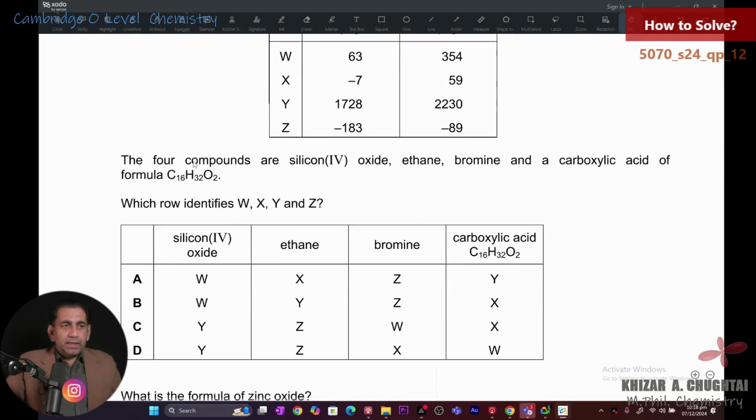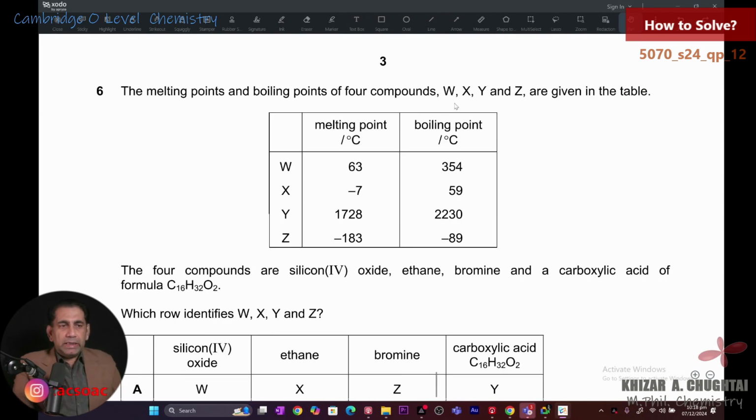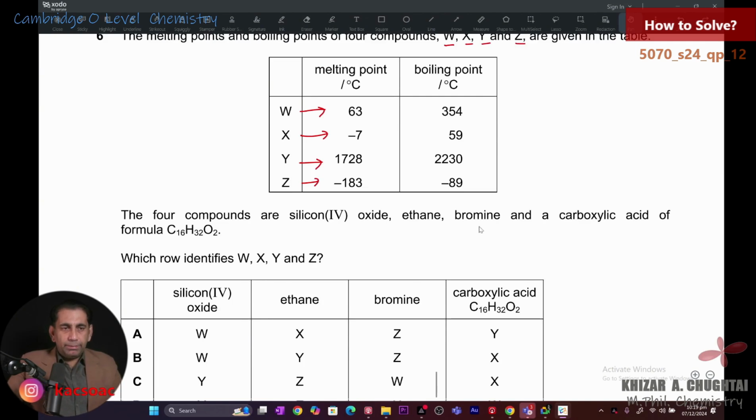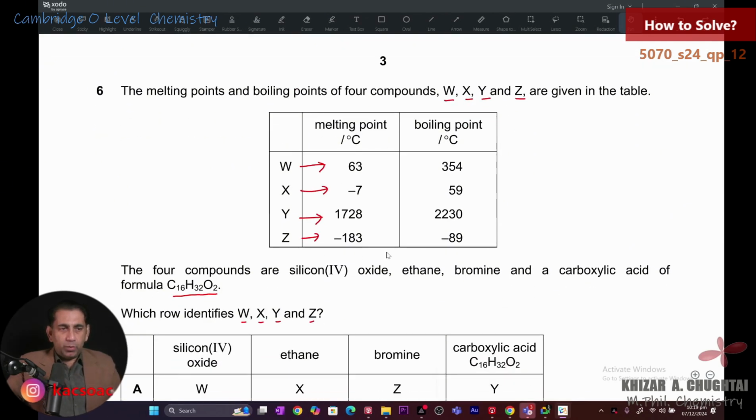Question number 6. The melting point and the boiling point of the 4 compounds W, X, Y, and Z are given in the table. So this line is for W, this melting point and boiling point for X, and for Y, for Z, and so on. The 4 compounds are silicon dioxide, ethane, bromine, and a carboxylic acid of the formula C16H32O2. Which row identifies W, X, Y, and Z? Here, which one is the silicon dioxide and which one is ethane, and so on.